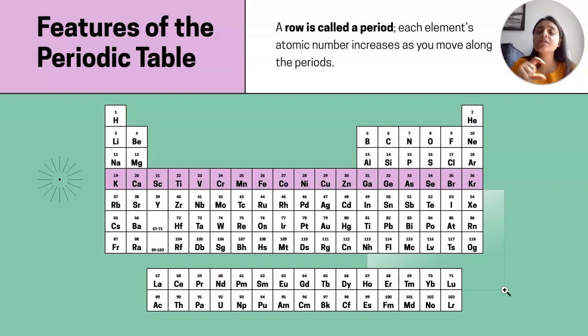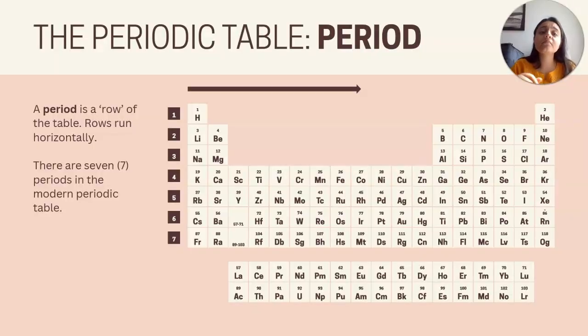Now a horizontal row is called a period, which runs from left to right. Each element's atomic number increases as you move along the period. A period is a row of the table, and rows run horizontally. There are 7 periods in the modern periodic table. This you need to consider. How many periods are in the periodic table? There are 7.